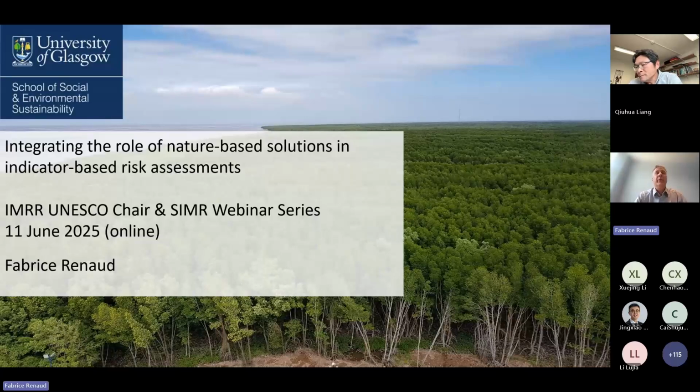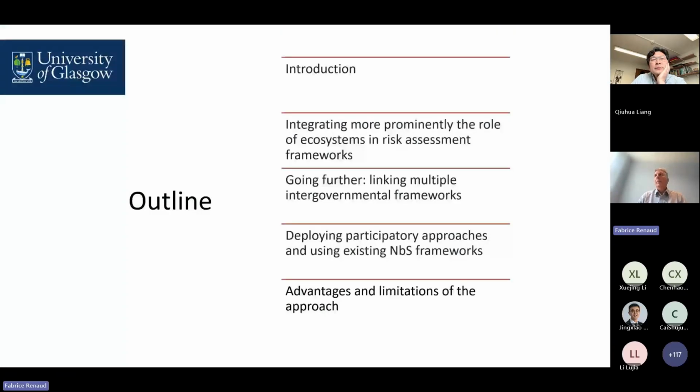Renaud mentioned, I'm going to cover in this presentation the integration of the role of nature-based solutions in indicator-based risk assessment. And I will focus quite generically in terms of reducing disaster risks. So not specific risks such as risks to livelihood or to other components of our lives, but disaster risk more generically. My presentation will have an introduction in which I'll frame the risk assessment, but also the nature-based solution context.